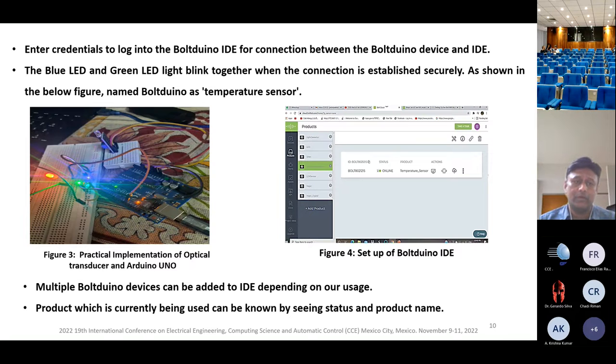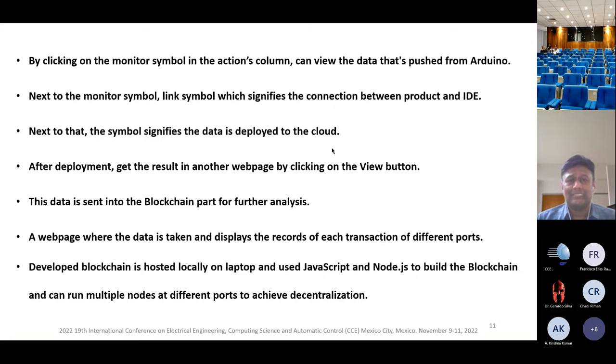Then we observed, and recorded, the blinking of these LEDs: blue, green, and red. Then we established this connection securely. And if you see the screenshot of the Arduino IDE in figure four, it is named a temperature sensor. Here we can add multiple Arduino devices on this IDE depending on our usage and application. And then there are the connections and interfaces between this optical transducer, the Arduino microcontroller, and this IDE.